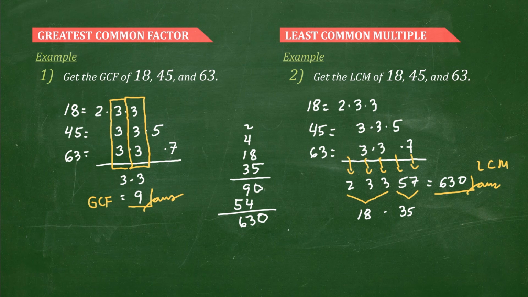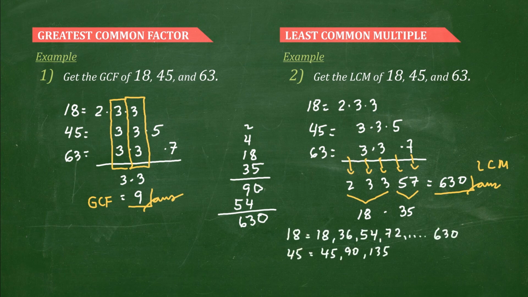Now, another way of getting the LCM is listing all multiples of each number. Let us try and quickly do that. We get the same answer. However, as you can see, it would be a very tedious task, most especially in getting the LCM of 3 or more numbers. Prime factorization is usually a faster way of getting the LCM.